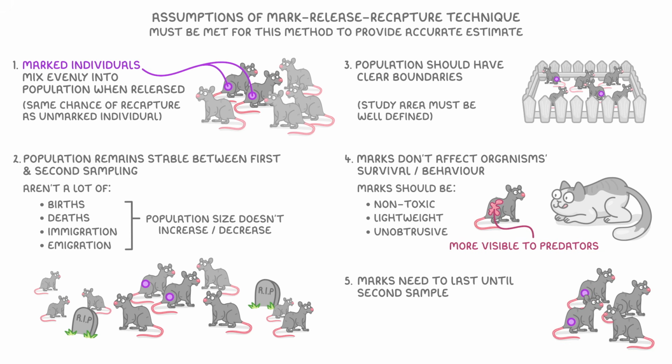Then finally, the marks need to last until we take the second sample, so we don't incorrectly count recaptured marked individuals as unmarked individuals, as this would make our estimate of marked individuals in the second sample much lower than it actually is.